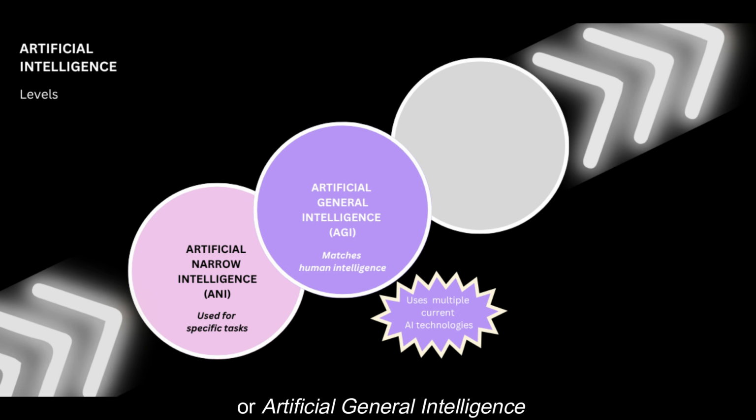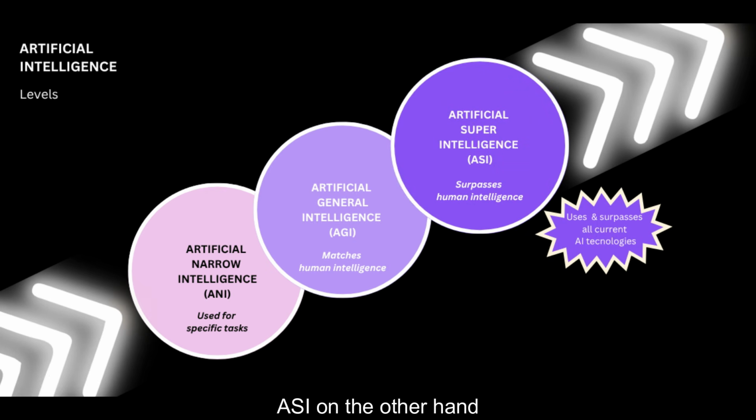AGI, or artificial general intelligence, is a still emerging form of AI that could perform any intellectual task a human can. AGI would be flexible, adaptable, and capable of reasoning across a wide range of topics without being task specific. ASI, on the other hand, or artificial superintelligence, is actually a hypothetical future in which AI surpasses human intelligence. ASI could think faster, process more information, and actually make decisions beyond human capacity.